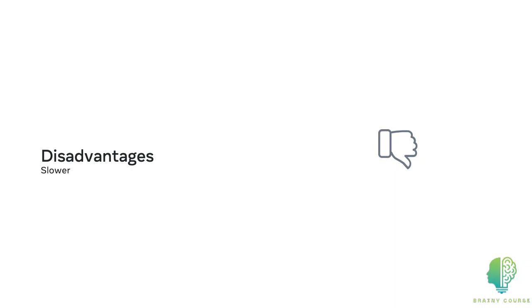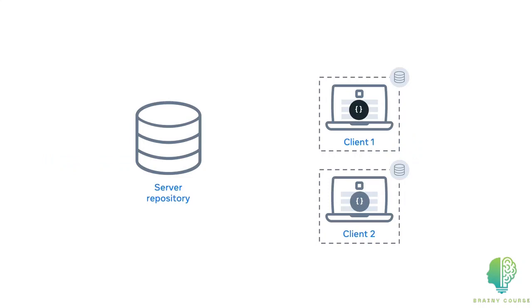The disadvantage is that they can be slower, given that you need to establish a connection to the server to perform any actions. With DVCS, you don't need to be connected to the server to add your changes or view a file's history. It works as if you are actually connected to the server directly, but on your own local machine.